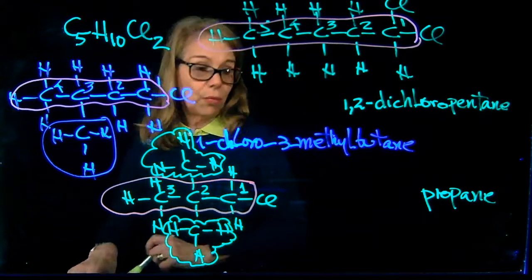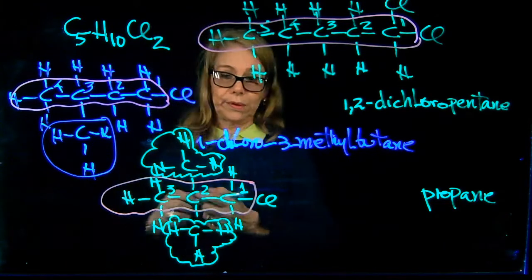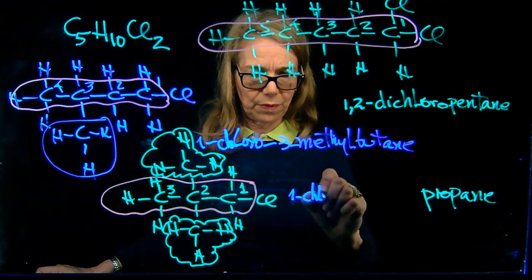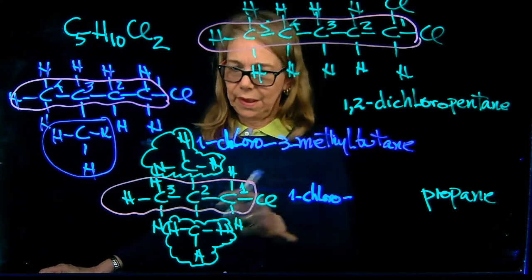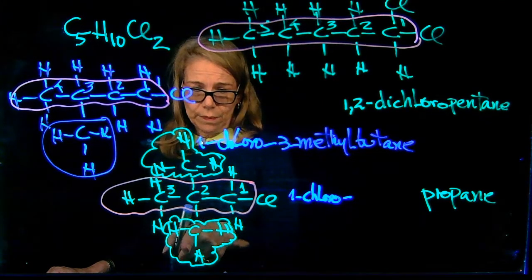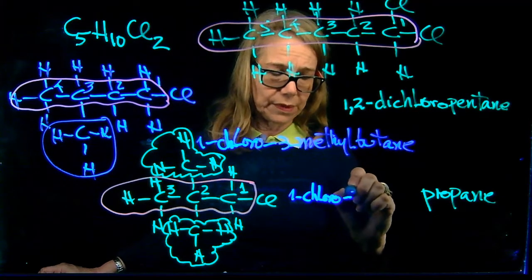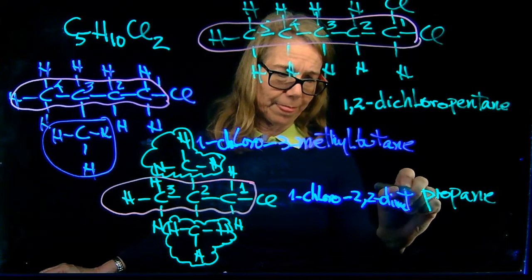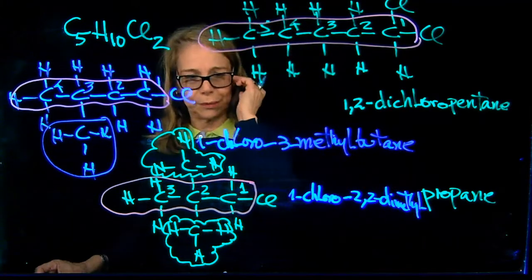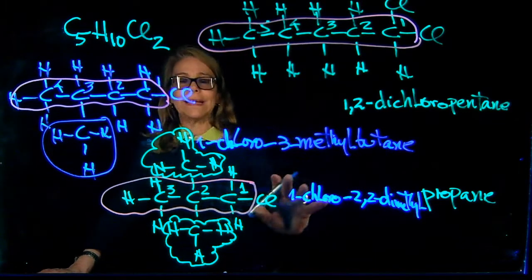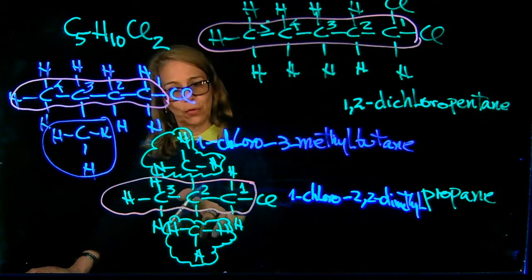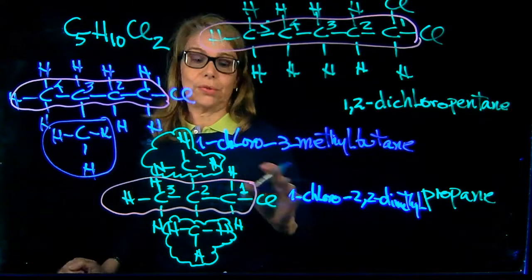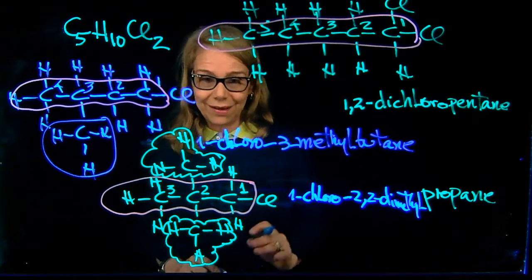So when we're naming that compound, now we're going to say that this is 1-chloro. And then in carbon 2, I have 1 methyl and another methyl. So I'm going to say 2,2-dimethyl. I ran out of room again, dimethylpropane. The point is, again, same molecular formula. Atoms are connected in a different way, so they are constitutional isomers and will also have different names.